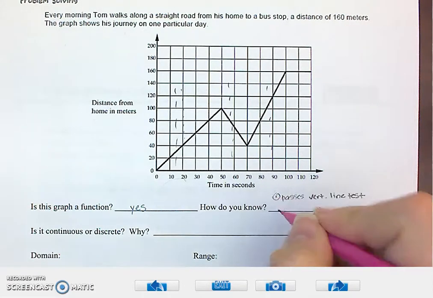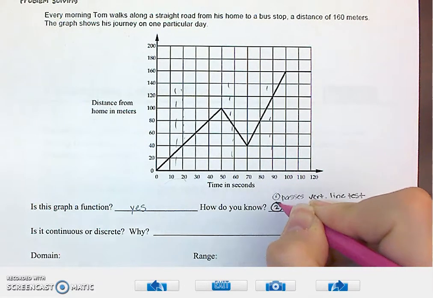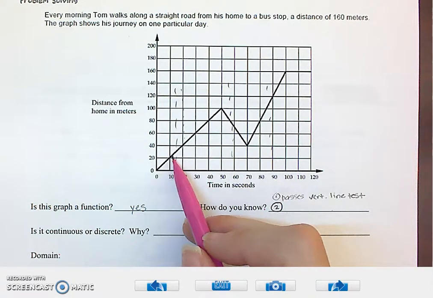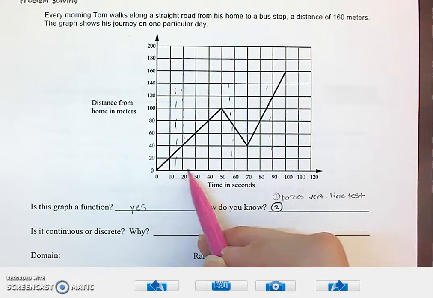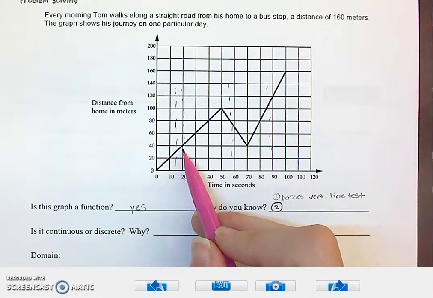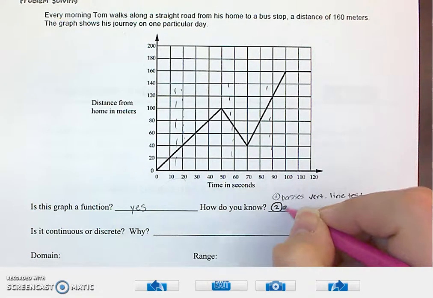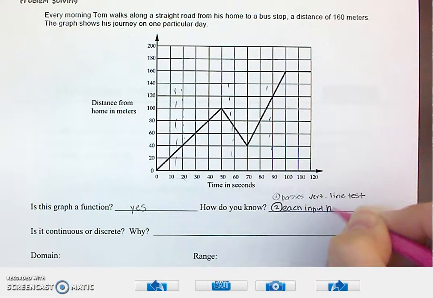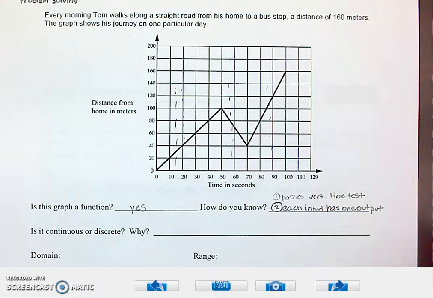The other reason I know this is because when I look at the number 10, it only has 1 point here. When I look at number 20, it only has 1 point here at 40. So another thing you can say is that each input has one output.